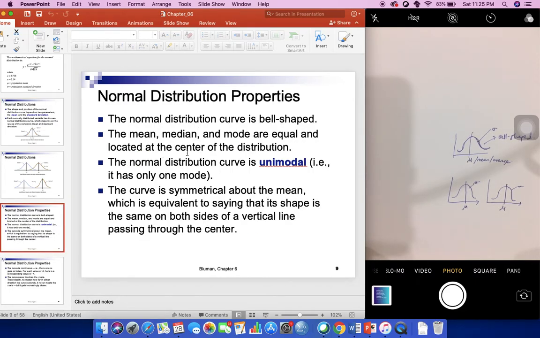So the normal distribution properties: the normal distribution curve is bell shaped. The mean, median and mode are equal and located at the center of the distribution. The normal distribution curve is unimodal, with only one mode. The curve is symmetrical about the mean, which is equivalent to saying that the shape is the same on both sides of a vertical line passing through the center.